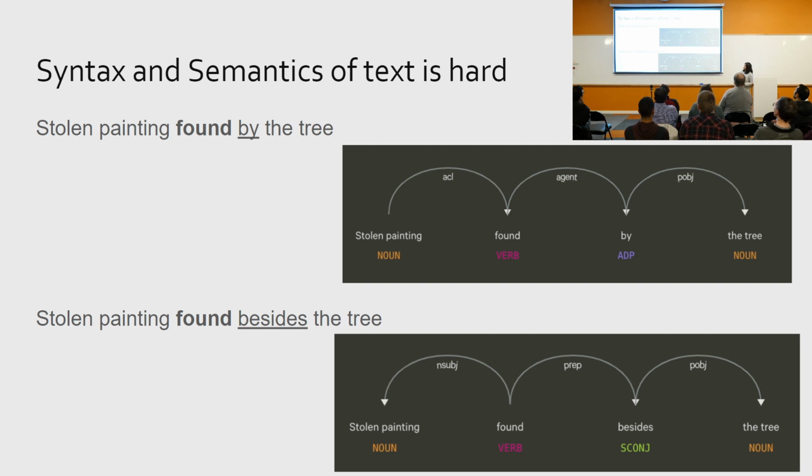If we change the sentence to "stolen painting found besides the tree," we can see that "besides" makes the tree the object of a preposition, and the finding, the stolen painting is found, is expanded by this statement. Whereas up there, the agent of the finding is the tree. So parsers don't quite know how to deconstruct a sentence or extract meaning from it, because they don't know semantics, they don't know the meaning, they don't know how things are expressed by humans.